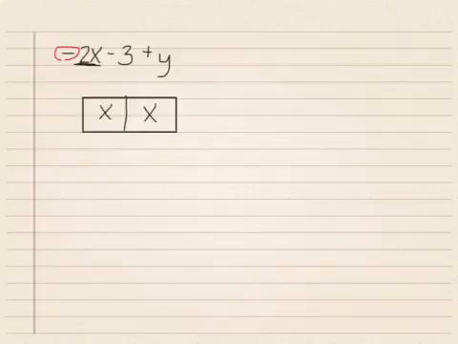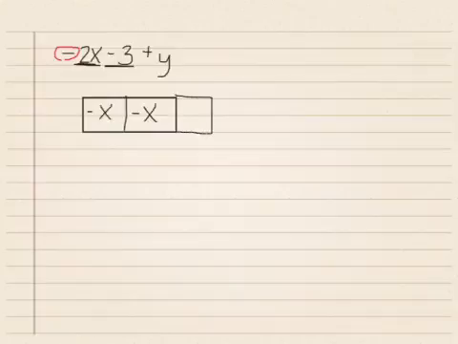So now we don't have two groups of x, we have the opposite of two groups of x. And the opposite of two groups of x is two groups of negative x. And then moving on, I'm going to look at taking away 3.